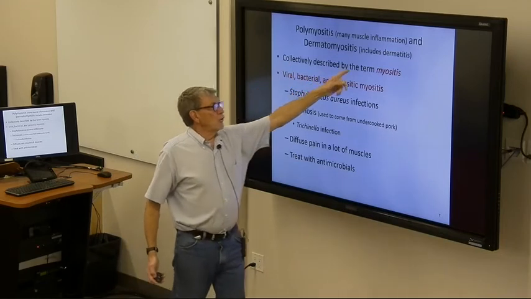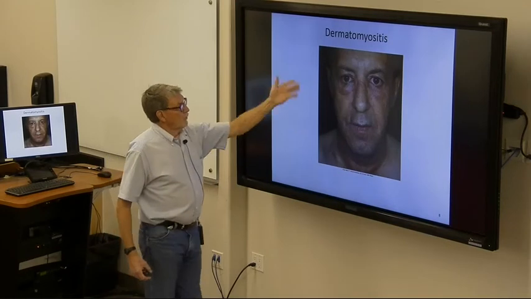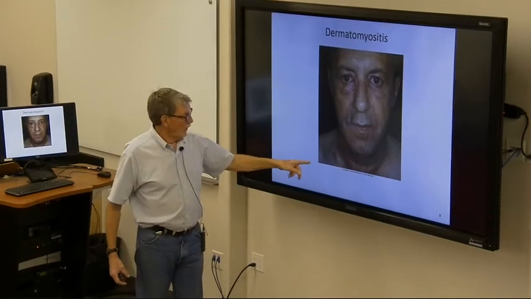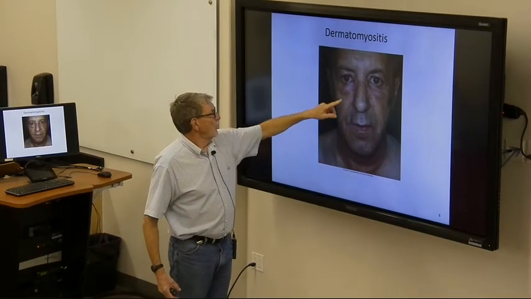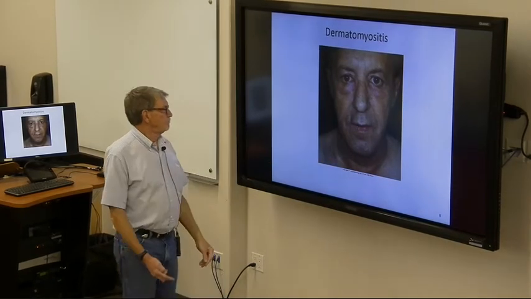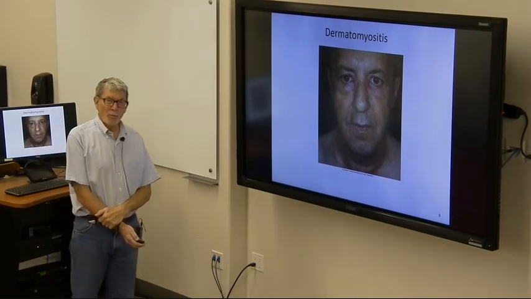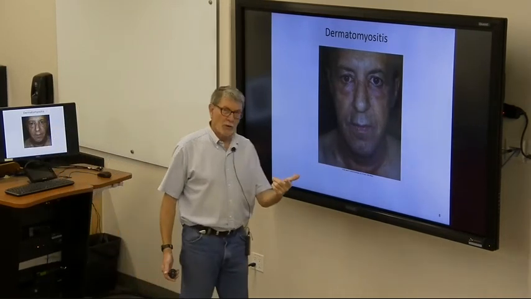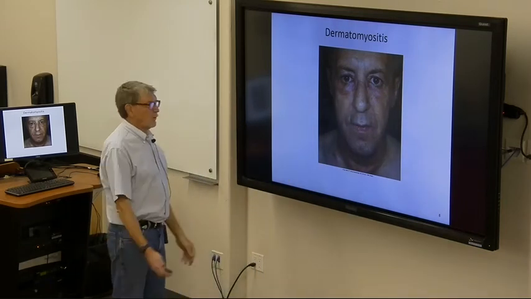Dermatomyositis includes an inflammation of the skin as well. So here's dermatomyositis. It's muscle inflammation, but look at the inflammation of his neck especially, and somewhat his face. Treatments: antimicrobials, antibiotics, antivirals, antifungals, antiparasitics.